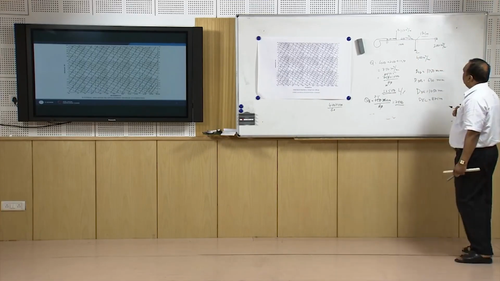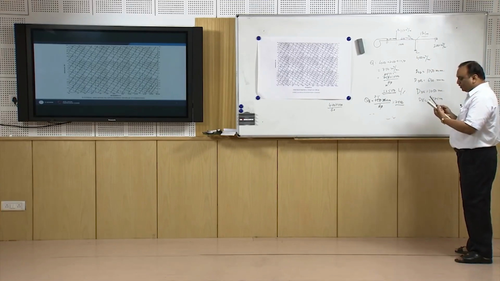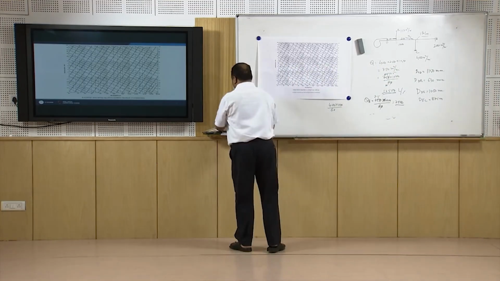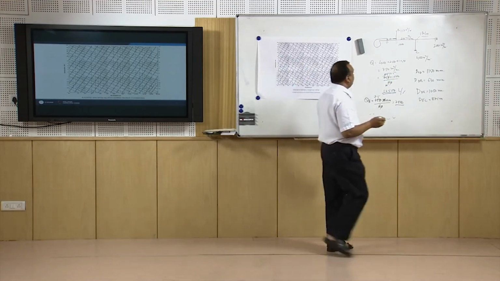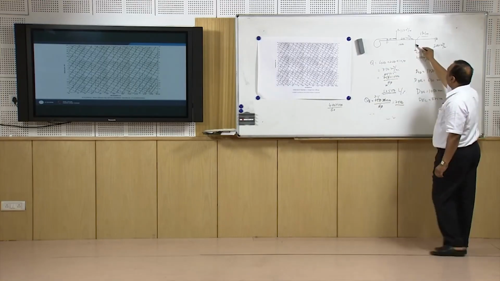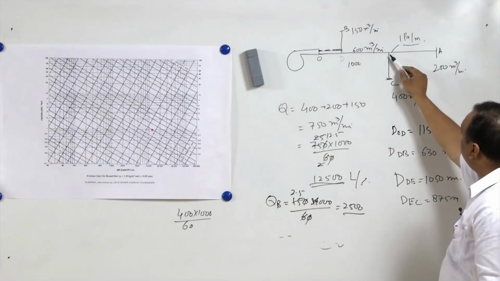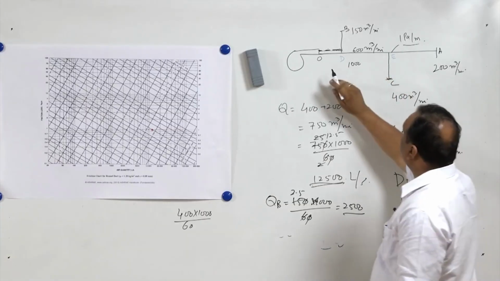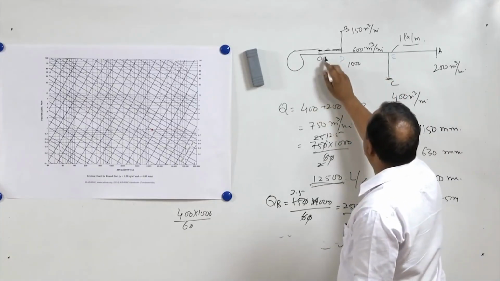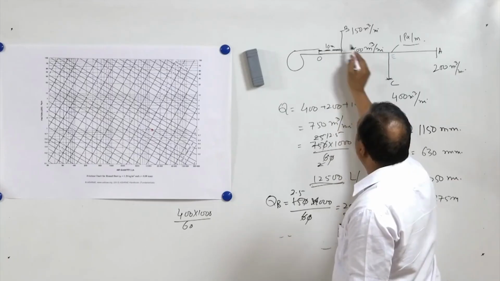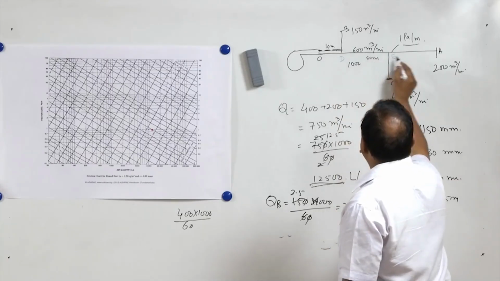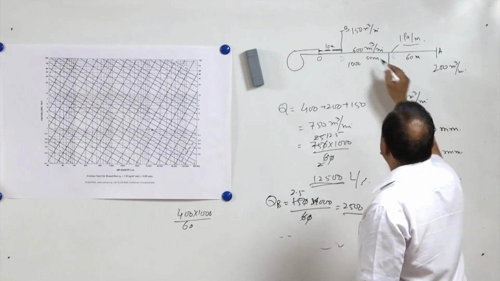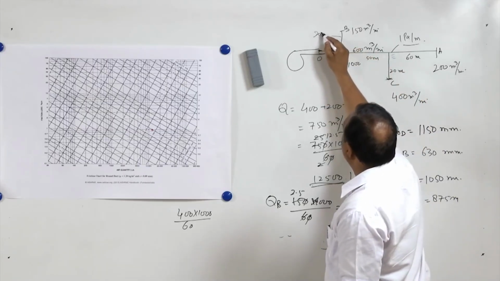Now pressure drop. For pressure drop, we should have the length of the duct. And pressure loss due to change in the direction, or the dynamic pressure loss, has been compensated by increasing the length of the duct for the sake of convenience. Suppose this length is 10 meter, this is 50 meter, and this is 60 meter. This is 20 meter, and this is also 20 meter.